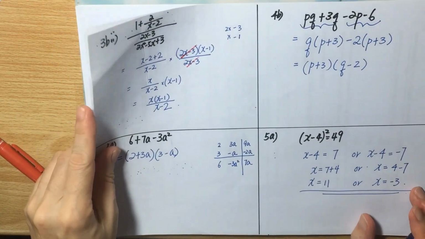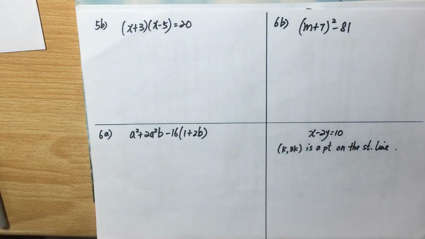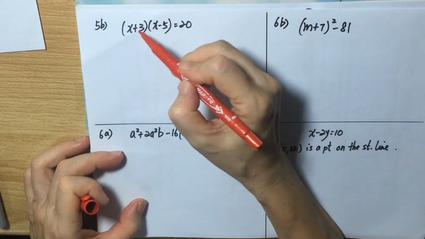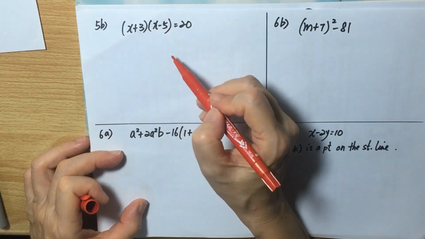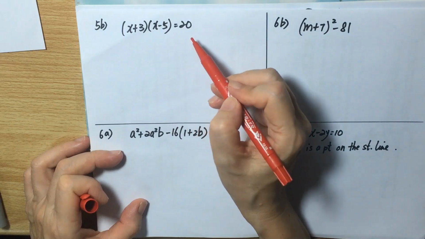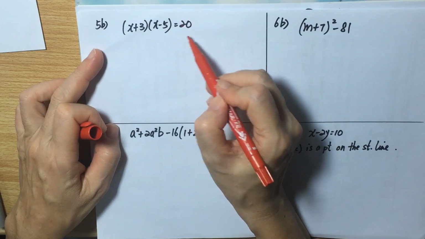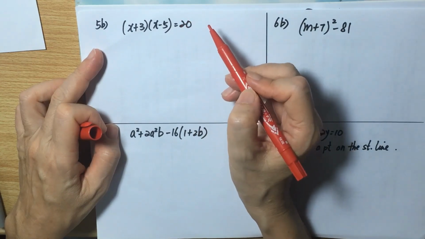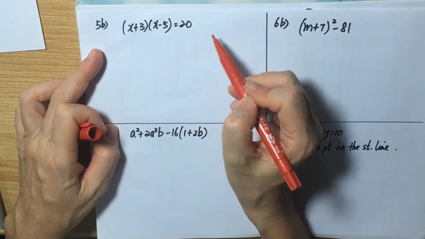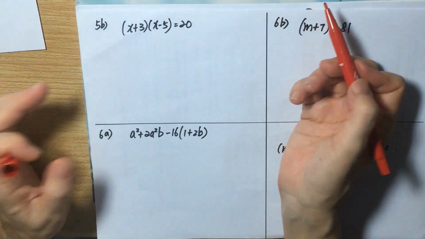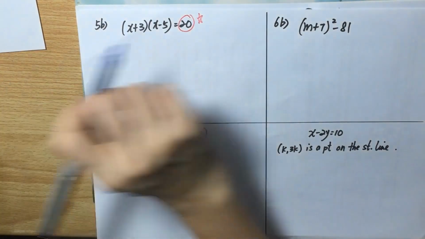Question 5b. See that on the right hand side, there's this number 20. You can't say, oh, this one is 4, this one is 5, or this one is 2, this one is 10. If you were going to do it that way, then there will be a lot of possible answers, because you can factorize this 20 into 1 times 20, 2 times 10, 4 times 5, and 5 times 4, etc. So the important thing is we must change this into a 0.